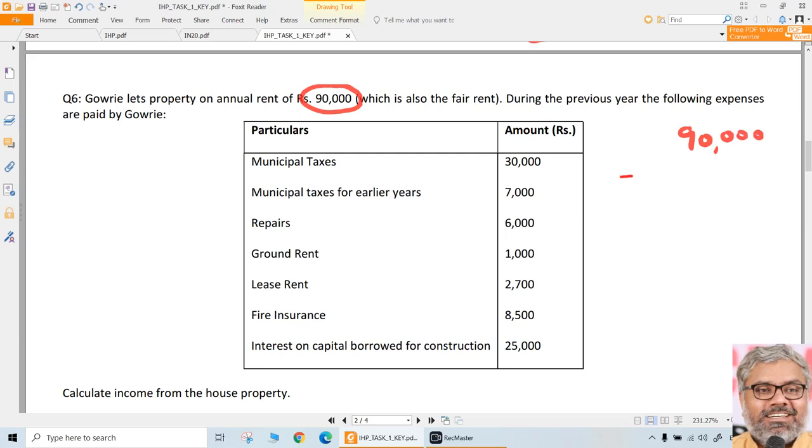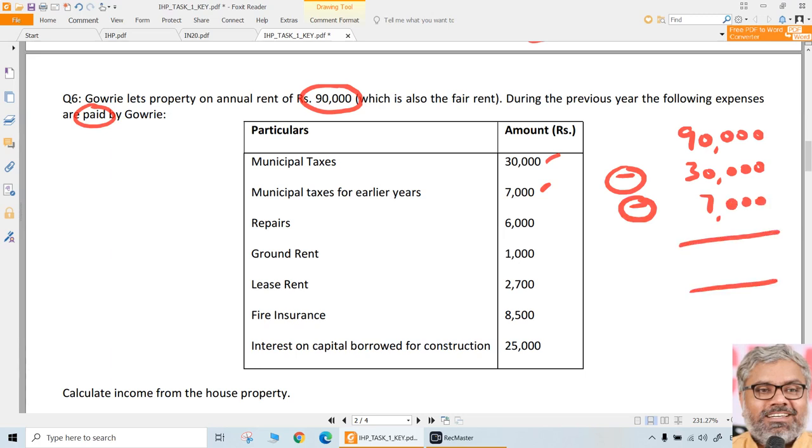From that, only deduction available is municipal taxes paid. And during the previous year, following expenses are paid by Gauri. So paid is important. How much was that? 30,000. Not only that, municipal taxes paid for the earlier years also will be allowed as deduction because they are allowed on payment basis, not on accrual basis. So 90,000 minus 37,000, 53,000 is net annual value.